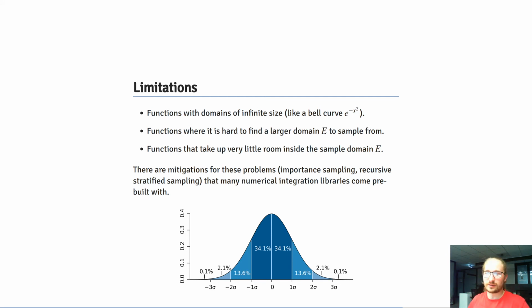I'm not going to get into the details of importance sampling and recursive stratified sampling. That's a bit beyond the scope of what we want to do here. But you should be aware that they exist. And most numerical integration libraries, like ones you call from Python or from SciPy, will automatically use a lot of these very clever techniques to speed up numerical integration.